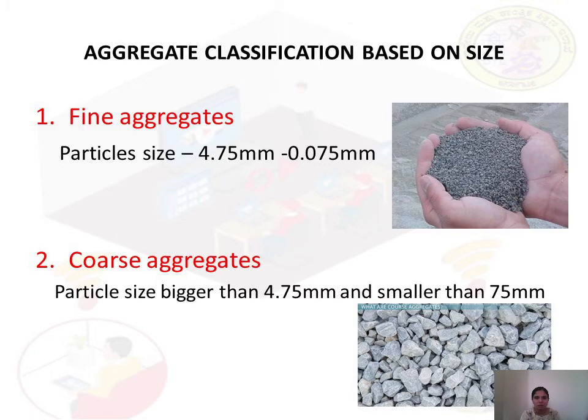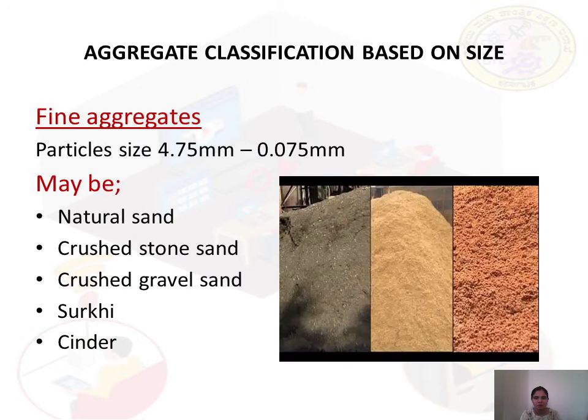And coming to the details of fine aggregate, the particle size is 4.75 mm to 0.075 mm. Examples for fine aggregates are natural sand, which is obtained from rivers or seas, as you can see in the sketch. Then crushed stone aggregates, when stones or rocks are crushed into the particle size of sand. Crushed gravel aggregates, when the stones or gravels are crushed into the size of fine aggregate.